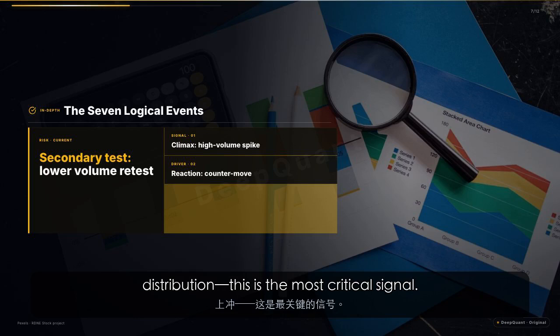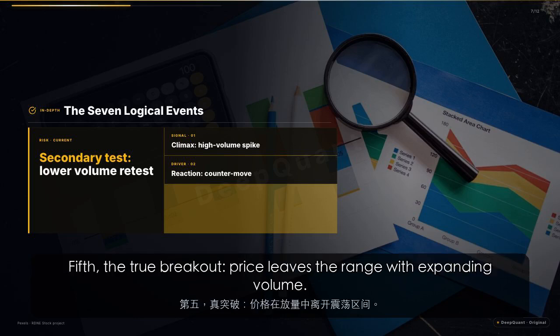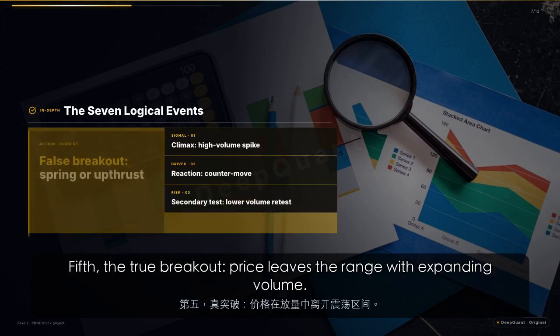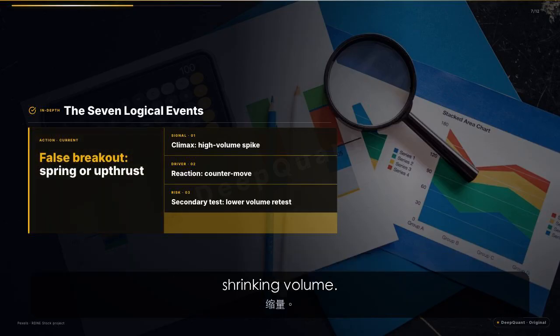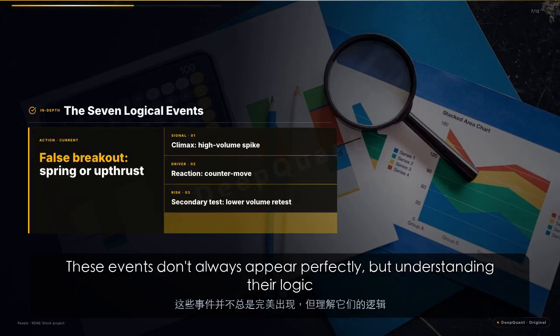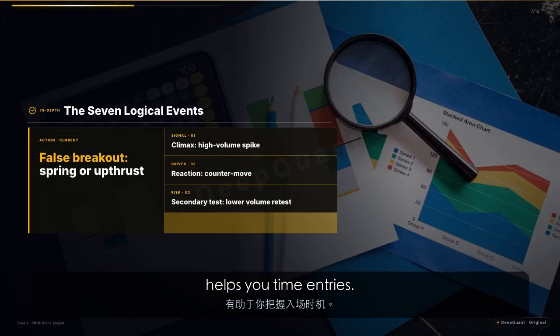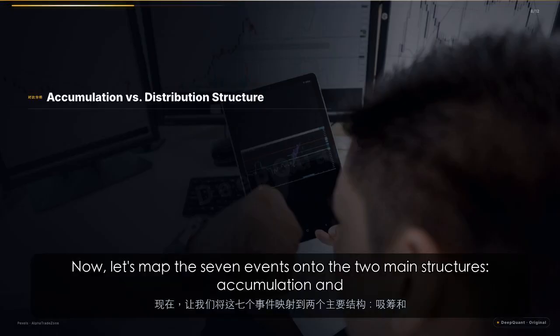signal. Fifth, the true breakout, price leaves the range with expanding volume. Sixth, the confirmation, a pullback after the breakout that holds, with shrinking volume. Seventh, the trend unfolds. These events don't always appear perfectly, but understanding their logic helps you time entries. Now, let's map the 7 events onto the 2 main structures, accumulation and distribution.